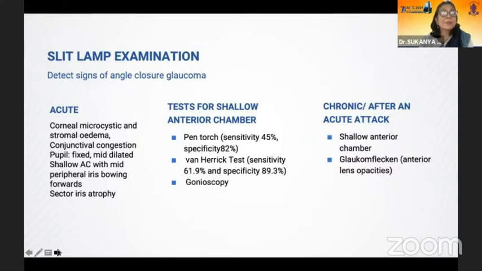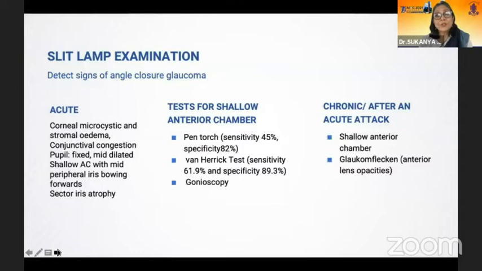Now, coming to the slit lamp examination, this is important for two reasons. One is to detect the signs of angle closure glaucoma, and the second is to detect the presence of any secondary glaucoma. When it's an acute attack of angle closure, the signs and symptoms are often quite obvious. But a chronic angle closure disease often has very subtle features, but usually most of them will have a shallow anterior chamber.